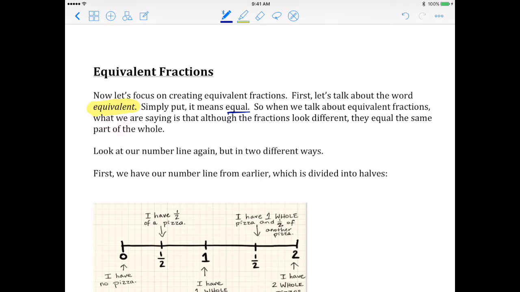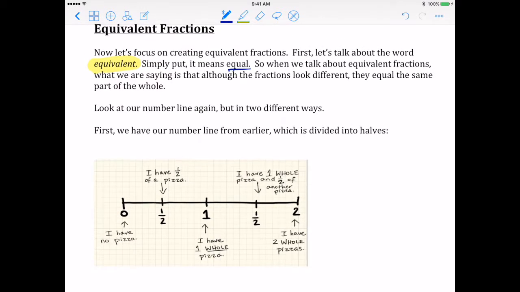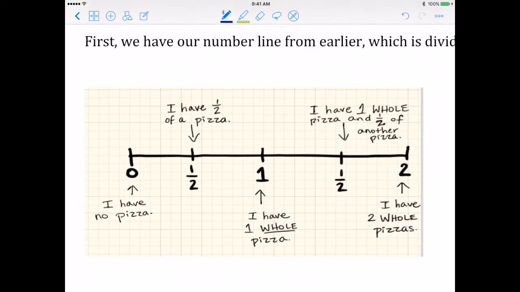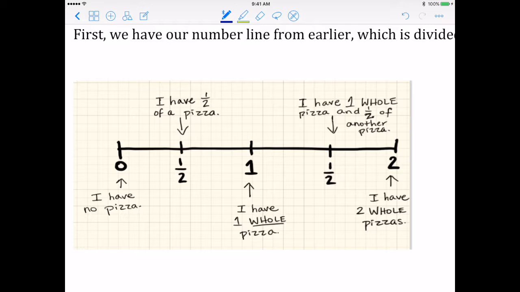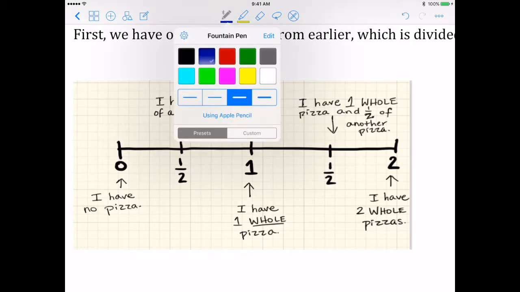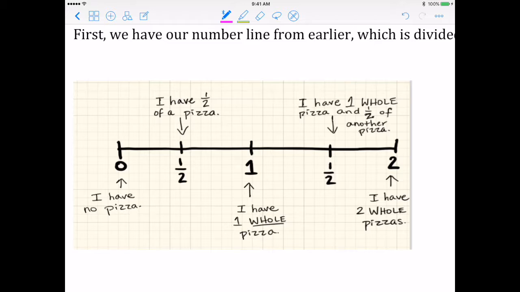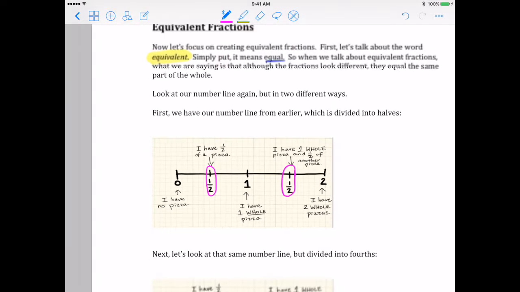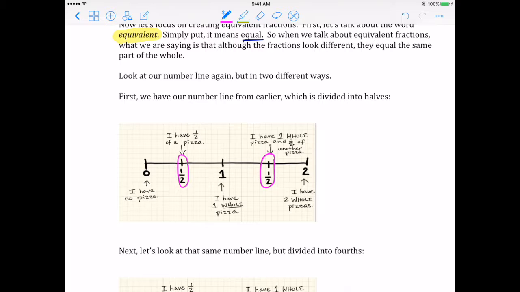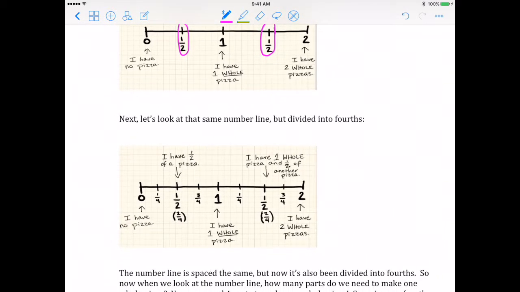So look at our number line again, but in two different ways. First, we have our number line from earlier, which is divided into halves. So as you can see, I'll bring it up a little closer. We have our number line. We're starting at 0, going to 1 and then 2, and we have divided it into halves. Next, let's look at the same number line, but we are dividing it into fourths.